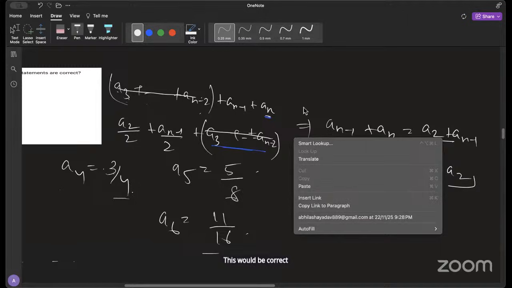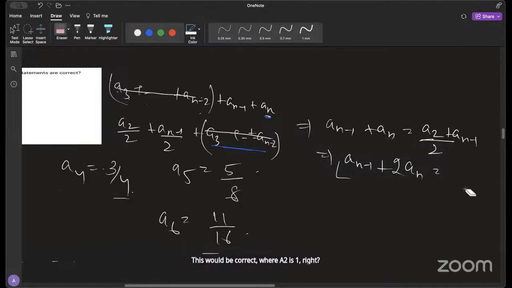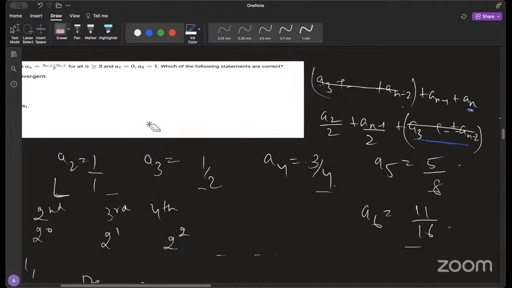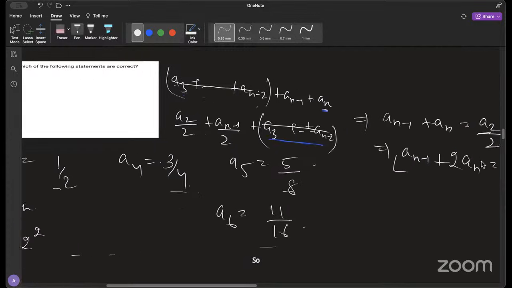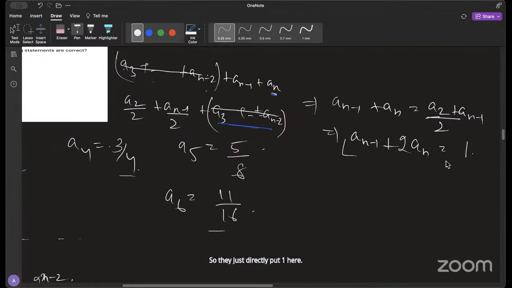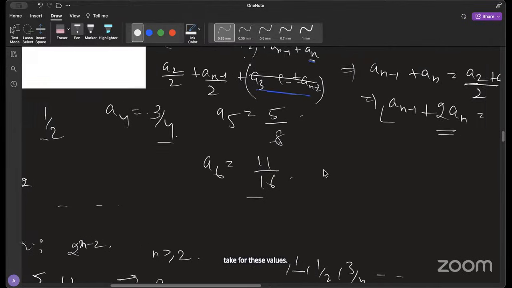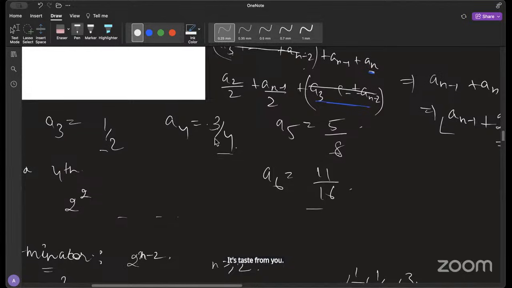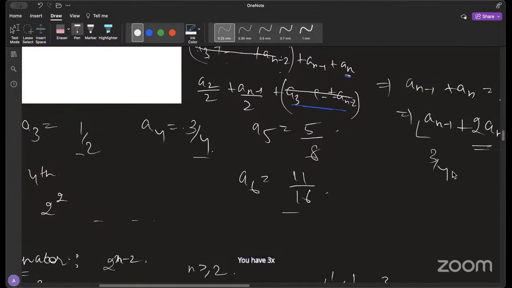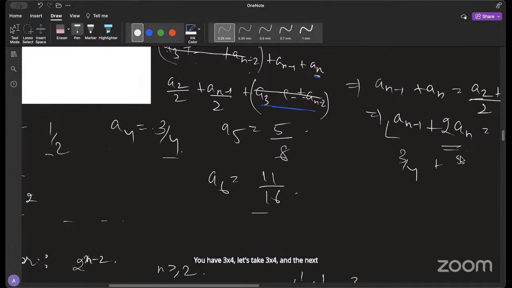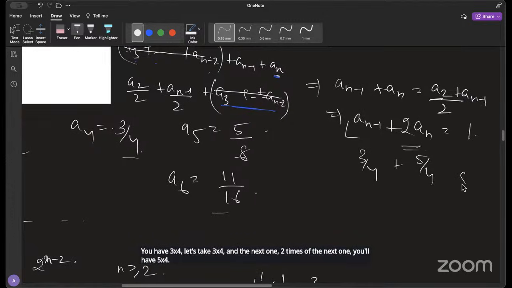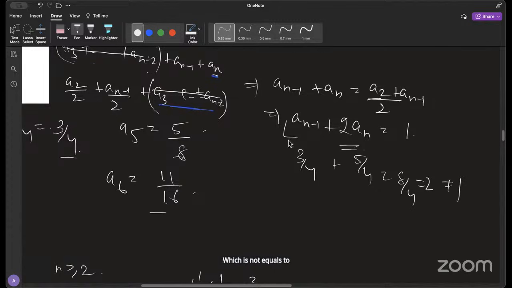Your A2 is 1, right? A2 is given to be 1. So you can just directly put 1 here. And then you just have to check if this is true or not. So for any AN minus 1, check for these values. Let's test from here. So you have 3 by 4. Let's take 3 by 4. And the next one, 2 times of the next one, you'll have 5 by 4. This is 8 by 4, which gives you 2, which is not equal to 1. That means this option is incorrect.